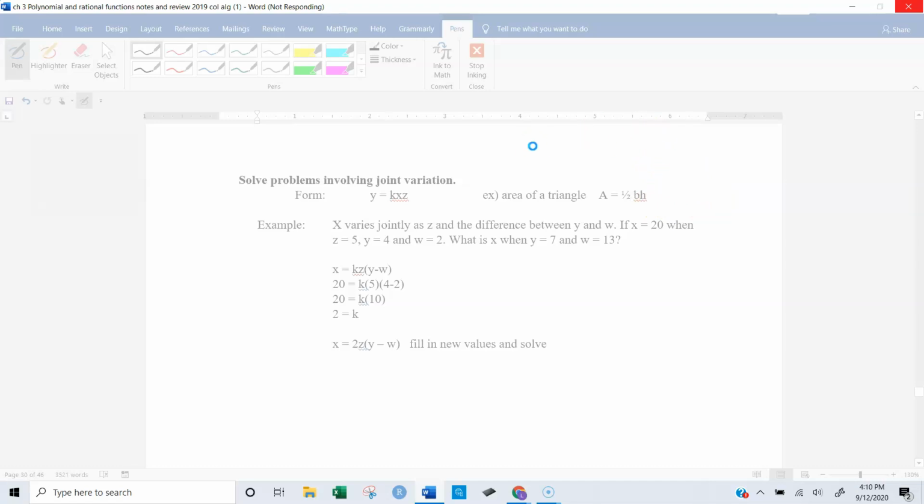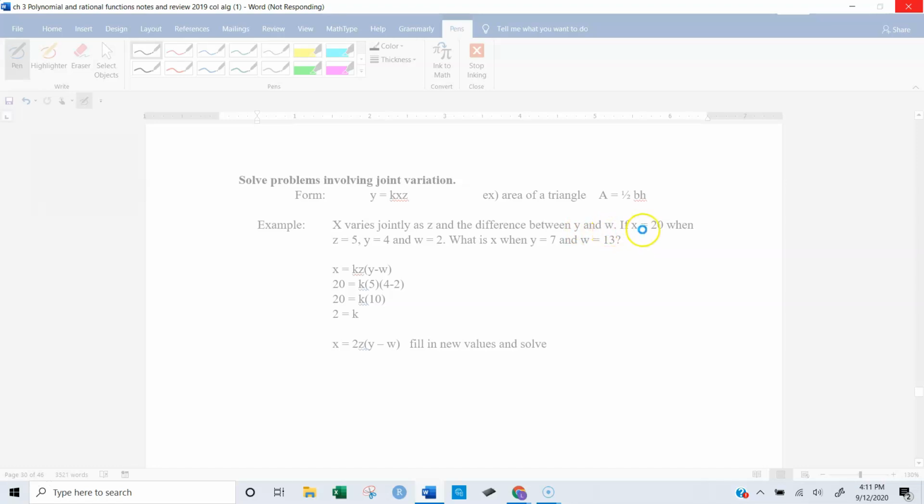All right, let's see if this thing will come back today. Okay, X varies jointly as Z and the difference between Y and W. Okay, so jointly means two things multiplied. So we get X equals K. Now the two things are Z, and the difference between Y and W, which is in parentheses, and difference means subtract. So Y minus W, that's where that came from.